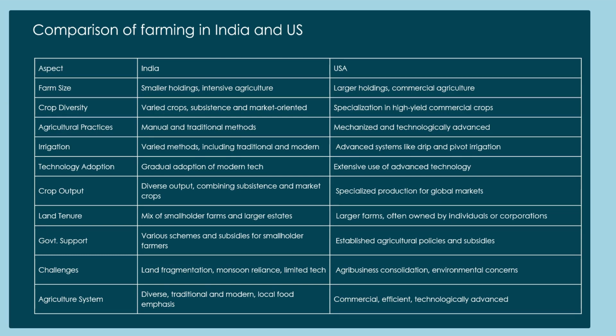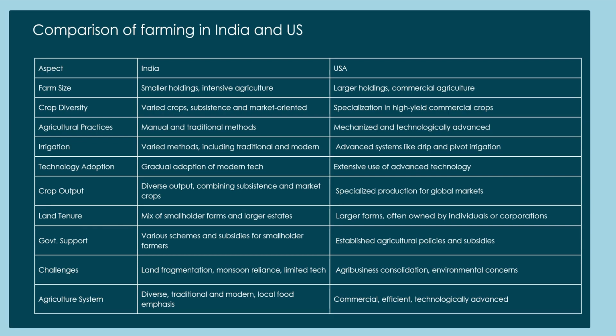Land tenure, this is a mix of smallholder farms and larger estates. In US, it is larger farms often owned by individuals or corporations. Government support, various schemes and subsidies for smallholder farmers. In US, it is established agricultural policies and subsidies.